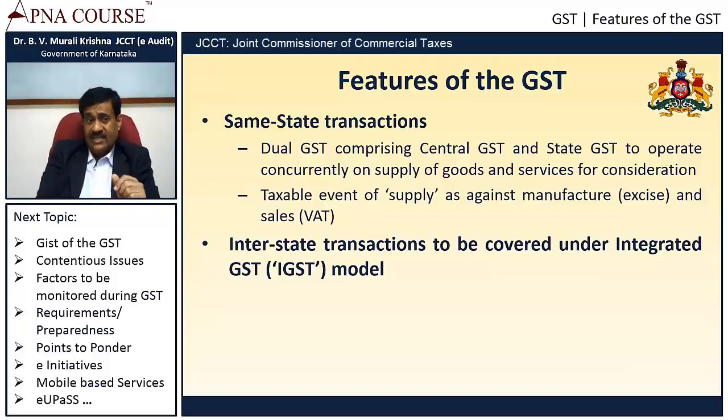Within the same state transactions, that is within the state of Karnataka, for supply transactions of goods and services, both CGST and SGST, both central GST and state GST, are to be levied. And interstate transactions are to be covered in integrated GST, which is another model. Earlier we had CST, the central sales tax. Now that has been taken care of. Instead of central sales tax, it is replaced by interstate transactions covered in the integrated GST model.